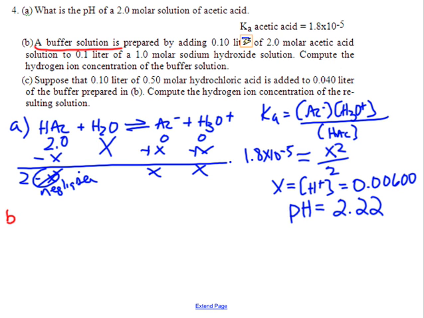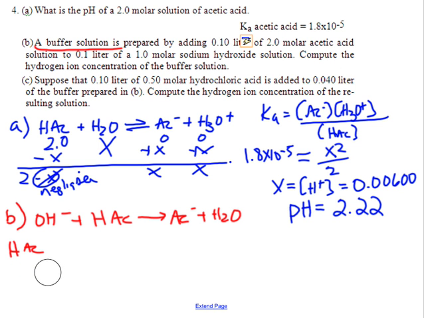So for B, we need to start our invasion problem. Again, what is the invader here? OH minus. Now this is the part that people screw up on. When you're invading a buffer, there are 2 parts of the buffer. Our buffer is acetic acid and AC minus. Which one of these is the OH minus going to react with? HAC. And the beauty about these buffer systems is we're going to react with one to make the other. So you've got an internal check there.